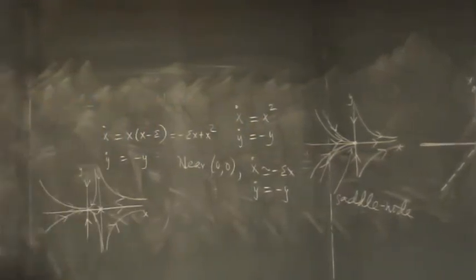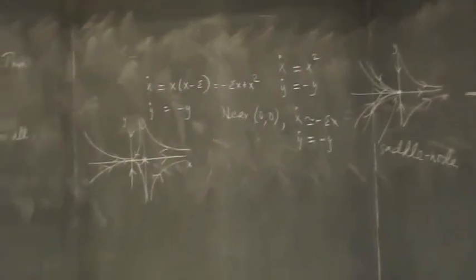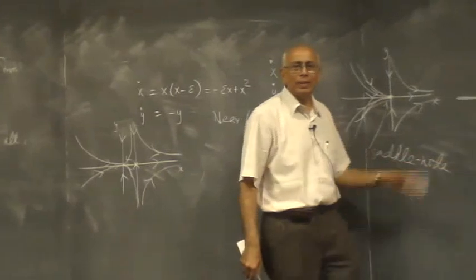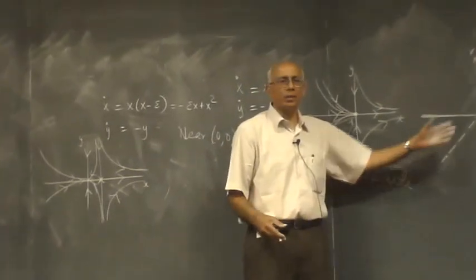Therefore, this bifurcation is called an exchange of stability bifurcation. It's also called a transcritical bifurcation, but exchange of stability. That's all it is. It's a very simple example. This was a linear thing.